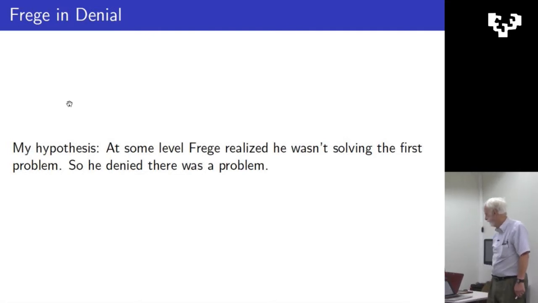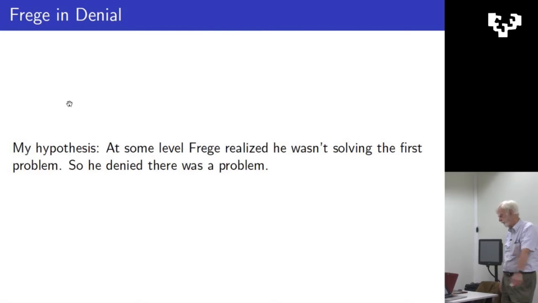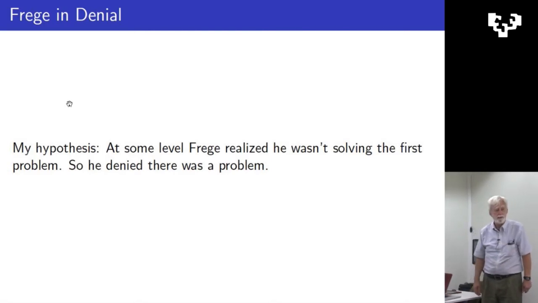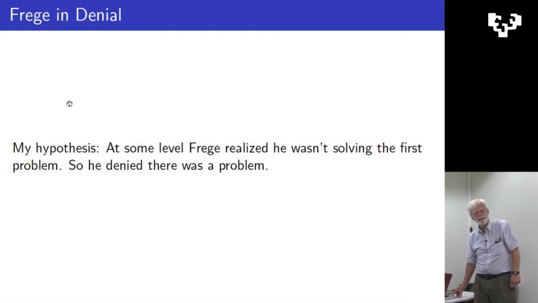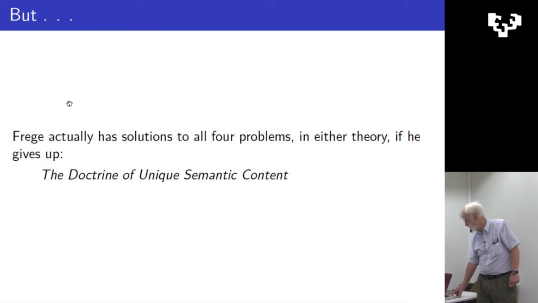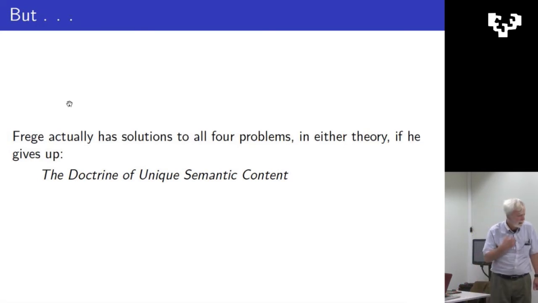So my hypothesis, at some level, Frege realized he wasn't solving the first problem, so he denied there was a problem. I don't mean he was dishonest. I mean, you know, come on, the guy's revolutionizing logic, having problems with his kids, Russell's finding a contradiction, although he didn't know that anyway. But at some level, he kind of said, I got to give up on that problem. Maybe it's not really there. But actually, I believe, on both theories, he has solutions to all of the four problems.